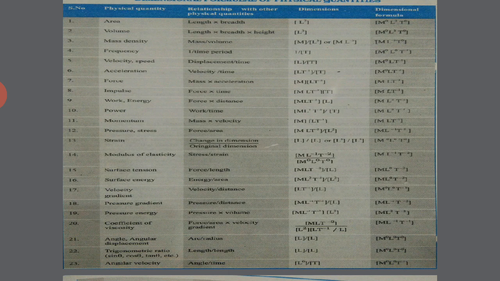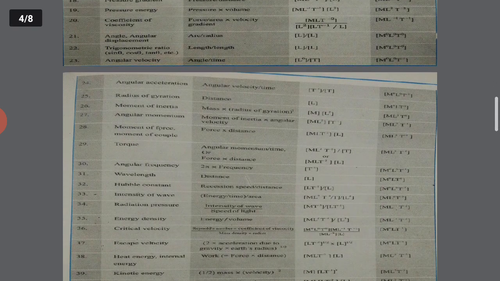Angle or angular displacement, arc upon radius, is a dimensionless quantity. Trigonometric ratio, again a dimensionless quantity. So till now we have studied dimensionless quantities: strain, angle or angular displacement, as well as trigonometric ratio. And next is angular velocity, angle upon time. It is M0 L0 T minus 1. Okay, so let's move further. Try to write and understand some more formulas.